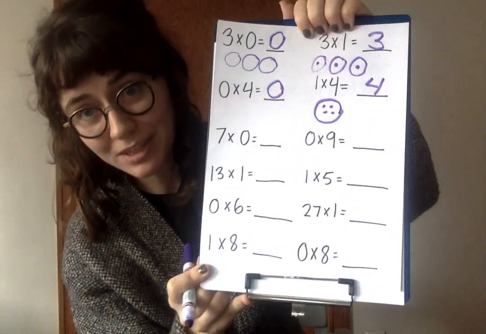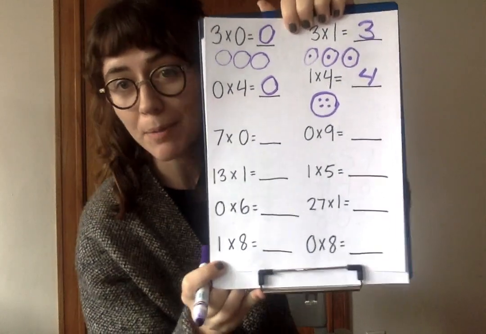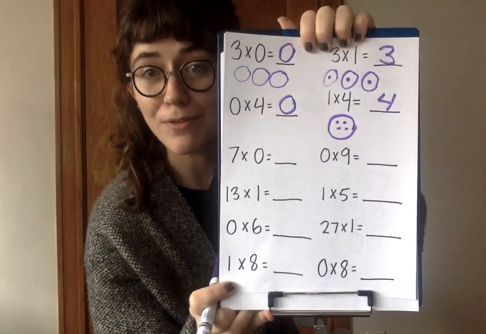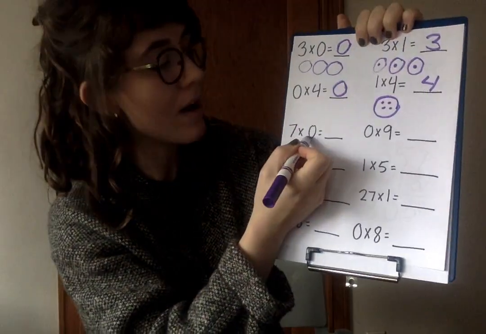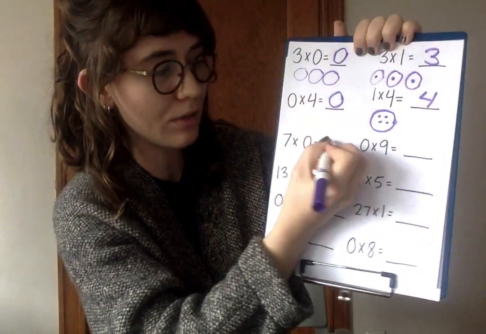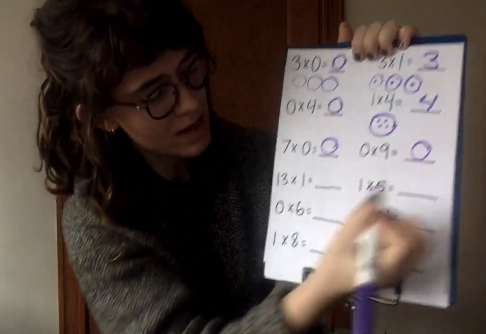And now I'm just gonna quickly show you what the answers are. I want you to give yourself a little smiley face or a check mark next to it if you got it right. And if you got a different number, I want you to go ahead and fix that. All right, so 7 times 0. I know that anything times 0 is just 0. So same thing over here, 0 times 9 is 0.